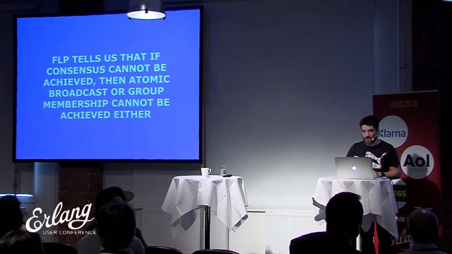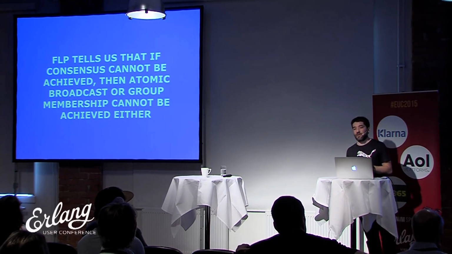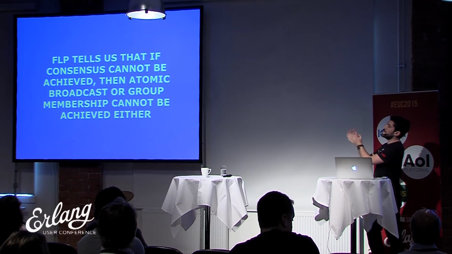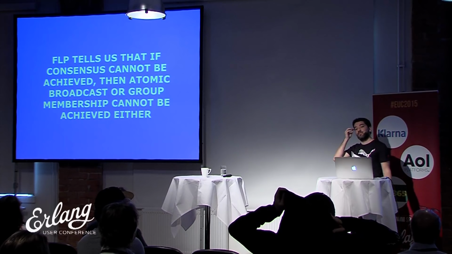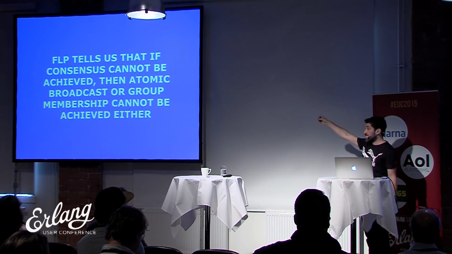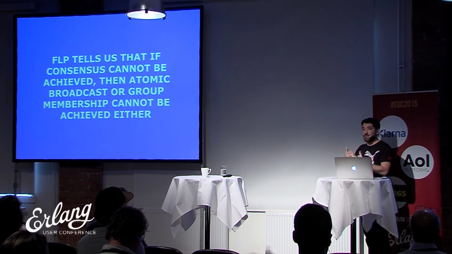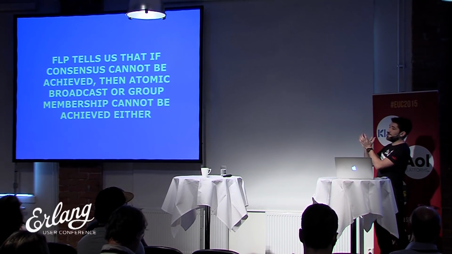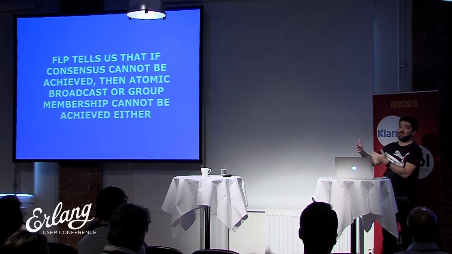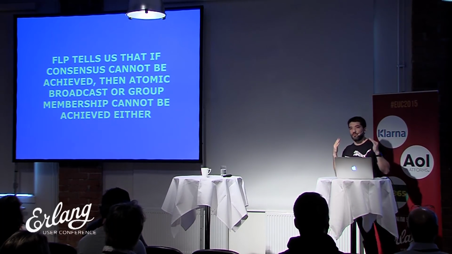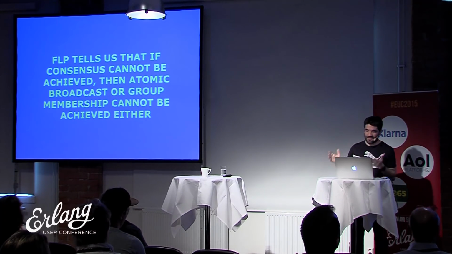So FLP tells us that if consensus cannot be achieved, then atomic broadcast or group membership cannot be achieved either. I've seen people trying to do atomic broadcast or group membership, but at the end of the day, that's a consensus problem. So if in your current system settings consensus cannot be solved, the other thing cannot be solved either. No matter how smart you are and how many PhDs you got from the university, you're not going to solve that. That's very important.